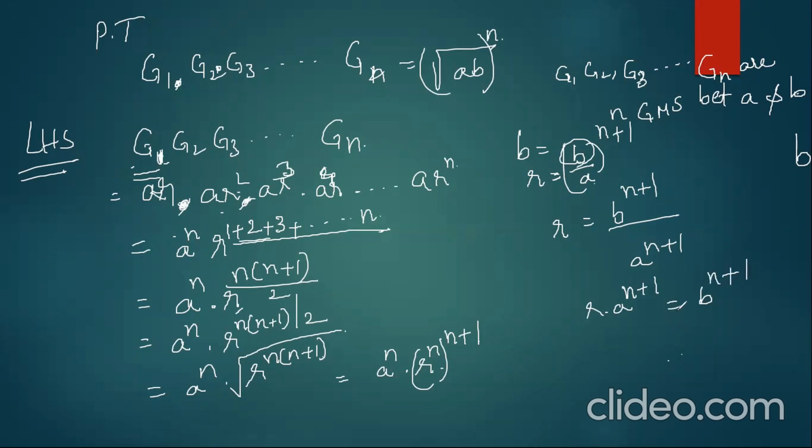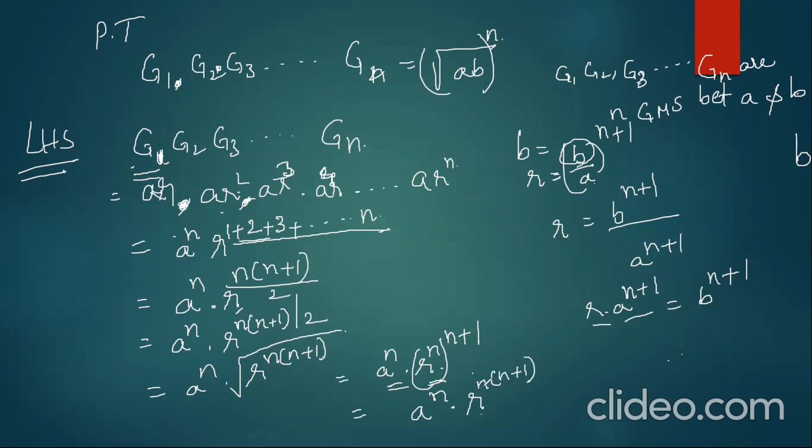Now, how do you write this? So r into a power n plus 1 is equal to b power n plus 1. So we want only r here, right? We want only r. So what do I do? Can I keep a to the power of n into r to the power of n into n plus 1 by 2, no?